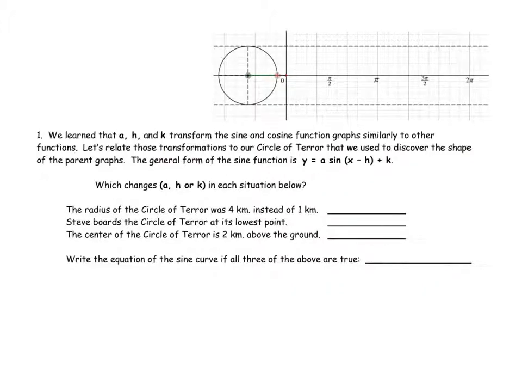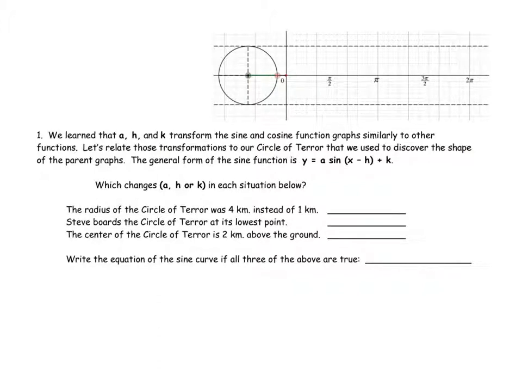The cosine graph starts above the midline, goes to the midline at pi over 2, below the midline at pi, back to the midline and up. That's our basic cosine graph. It also has a period length of 2 pi.